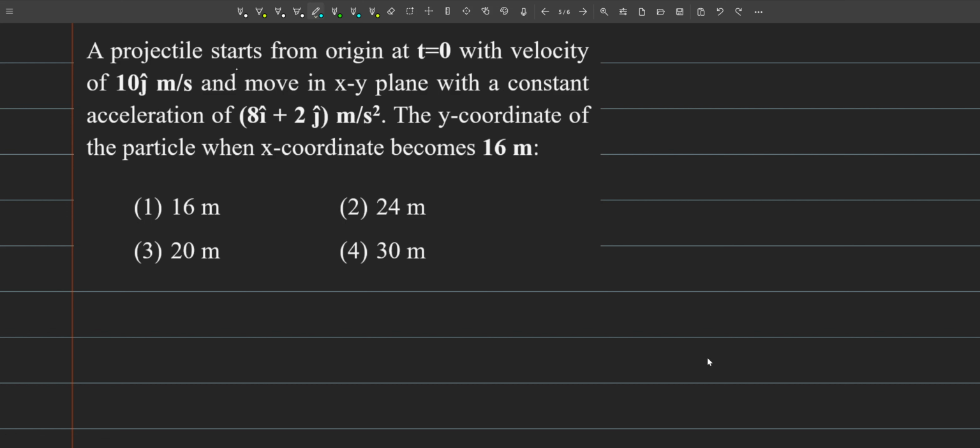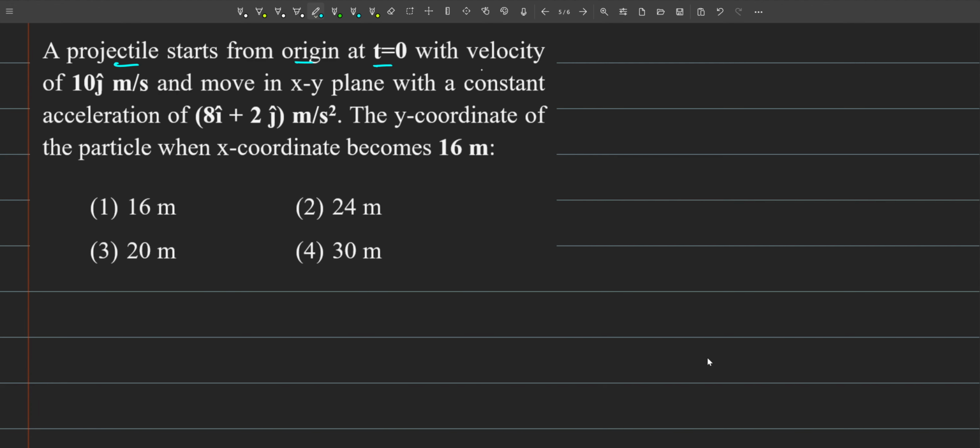Hi guys, here we have a question that says that a projectile starts from origin at t equal to 0 with velocity 10 meter per second and moves in the xy plane with constant acceleration of 8i plus 2j meter per second square. The y coordinate of the particle when x coordinate becomes 16 meter. Basically, we are asked the y coordinate when the x coordinate becomes 16 meter, and we are given the following information.